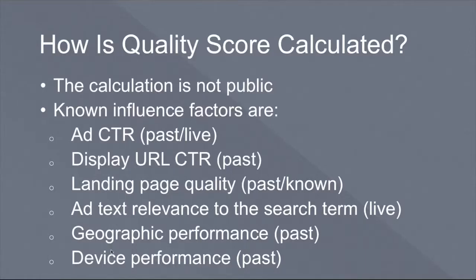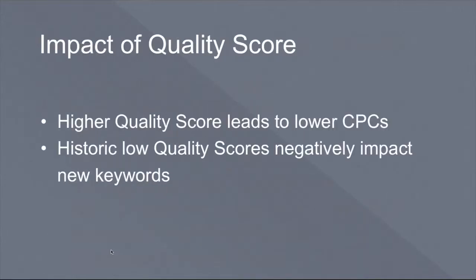They look at the landing page quality. They look at the ad text and its relevance to the search term as it's being searched right now. They look at where the user is performing that search from and compare that to other users in the same area for past searches where your keyword's triggered, and the type of device they're doing it on. So there's a lot of factors going into this. It's continually evolving, it's forever changing, and that will continue. The key thing here is understand the behaviours and the things that are in there.